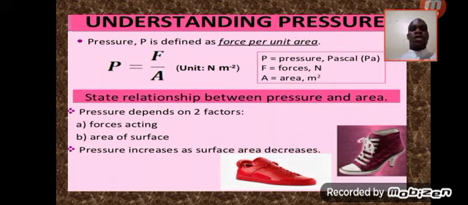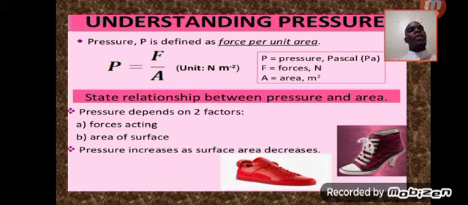Pressure is a force acting per unit area, or you can say force acting on an area of 1 meter squared. In summary, P, which is pressure in pascals, is equal to force in newtons divided by area in meters squared. Therefore, the SI unit of pressure will be pascals or newtons per meter squared.